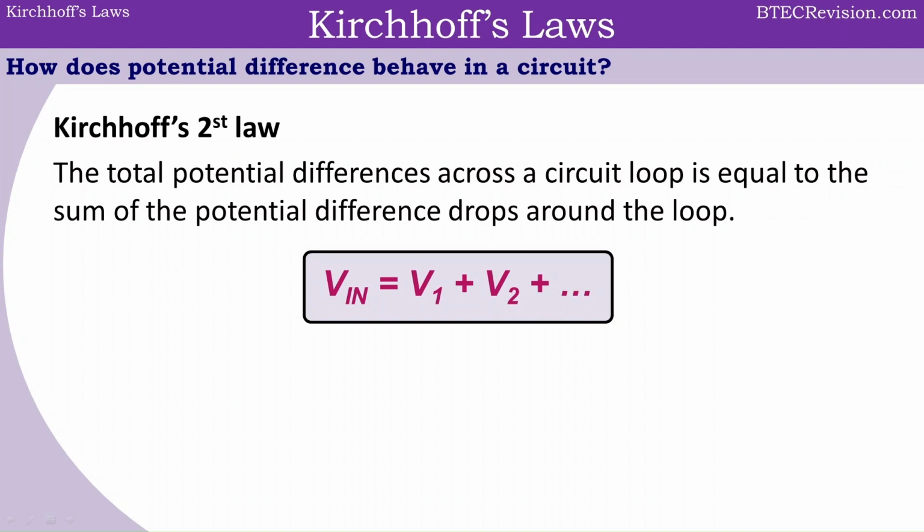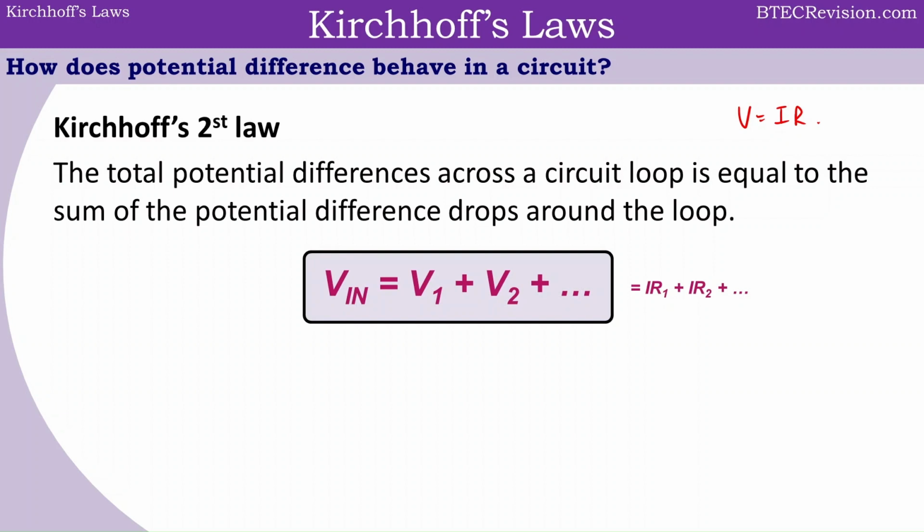And if you remember from a previous lesson, we know that V is equal to I times R. So each individual voltage value here, or potential difference value, we're going to use those two terms interchangeably. V in is equal to I R1 plus I R2, and in this equation, plus so on.